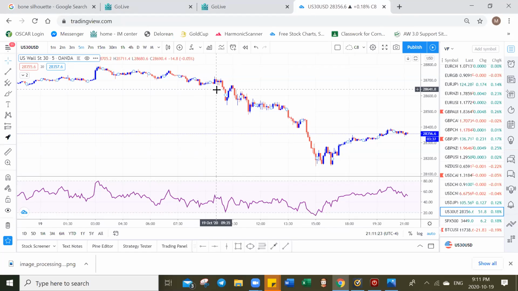So let's just say you have TP1. TP1 is going to be the previous low or the previous high, depending on if you entered for bullish or bearish, right?